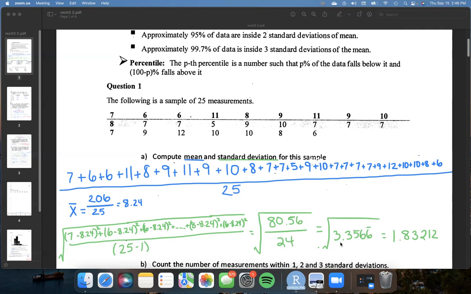So we're taking the square root of 3.3566, repeating, and we'll get 1.83212.